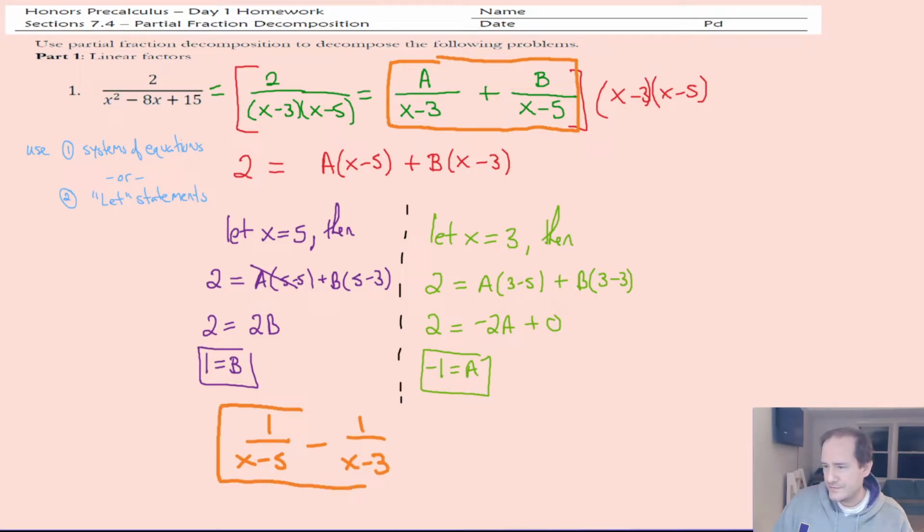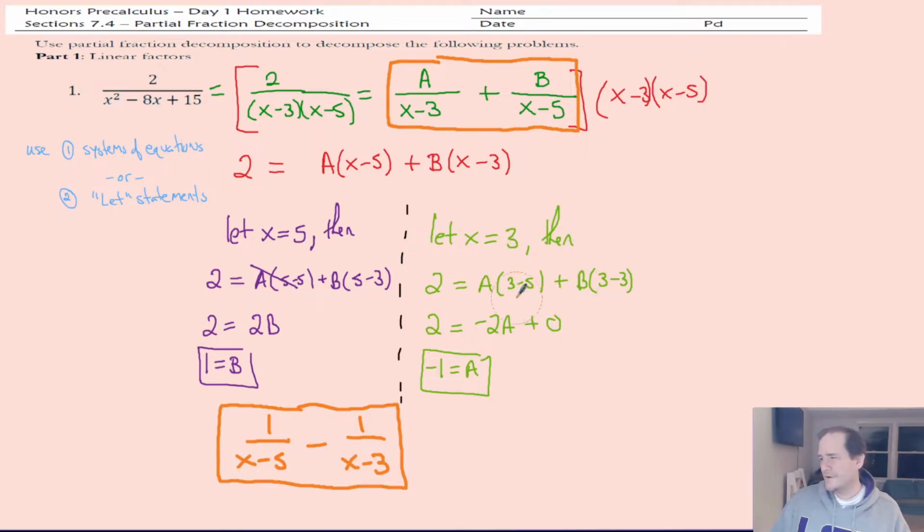Anyway, this is two different approaches to the same problem. Is one method better than the other? It depends on the problem. Some problems, let statements are going to be great. Some problems, let statements aren't going to work at all, and you really have to use systems of equations.